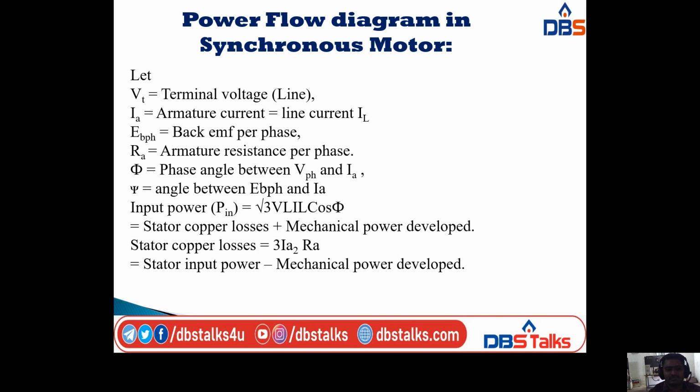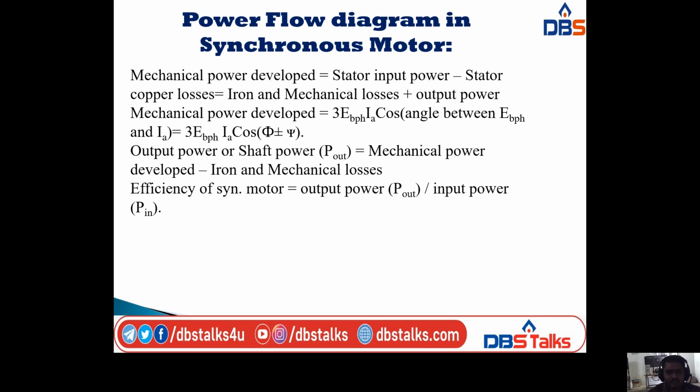Here, input power is equal to stator copper losses plus mechanical power developed. For the three phase synchronous motor, the stator copper loss is 3 IA square RA. So stator copper loss is equal to stator input power minus mechanical power developed. That is, mechanical power developed is equal to stator input power minus stator copper losses. And stator input power is equal to iron and mechanical losses plus output power.